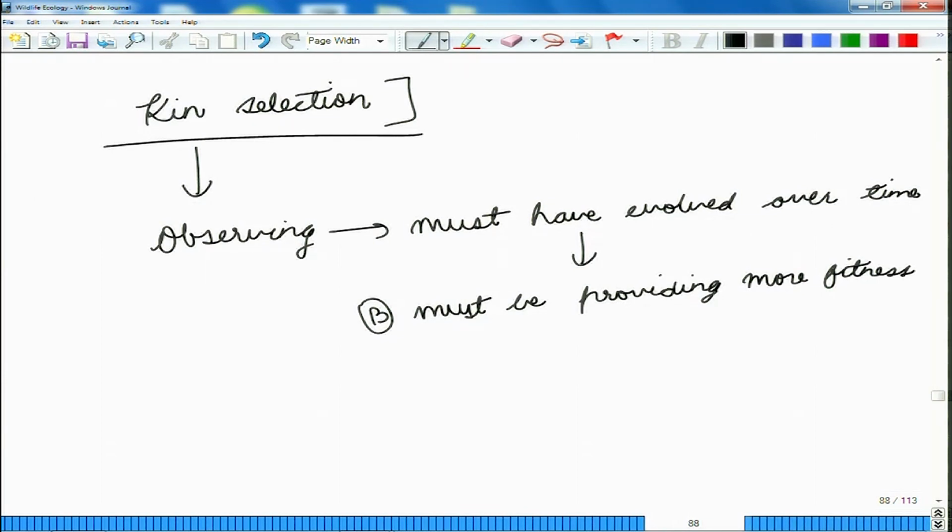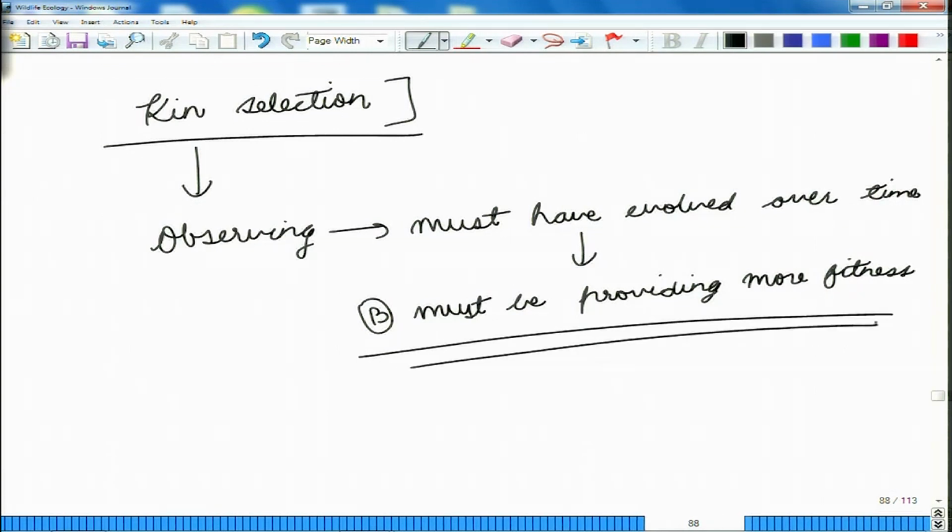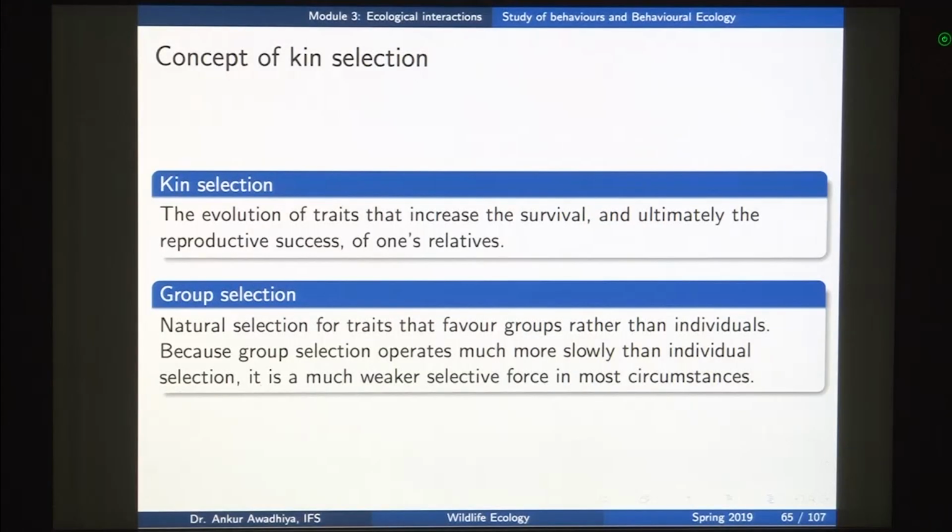Now, the question is, how is it possible that by sacrificing yourself you are getting a fitness? And by you I mean not just you, but your genes. How are your genes getting to a situation that they are more fit to survive if they are sacrificed? Now, here we also have another corollary, which is known as group selection. Natural selection for traits that favor groups rather than individuals, because group selection operates much more slowly than individual selection. So, it is a much weaker selective force in most circumstances.